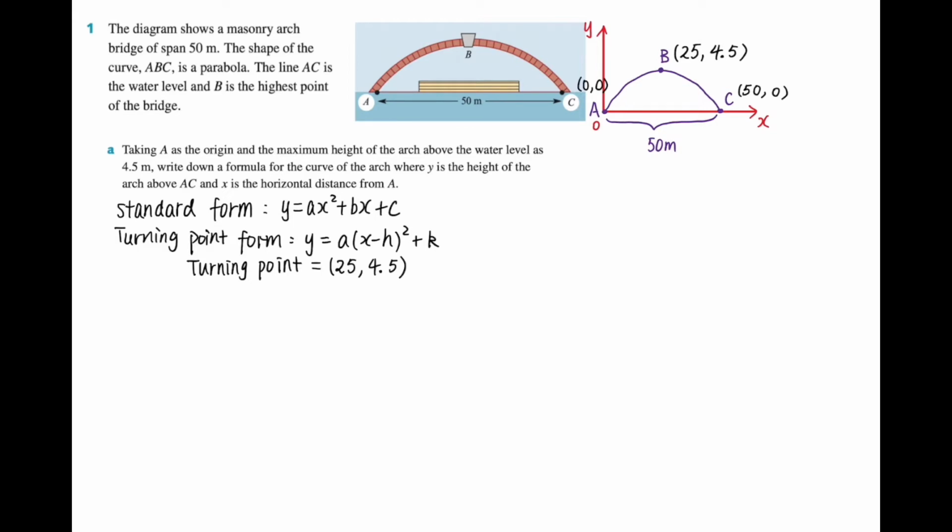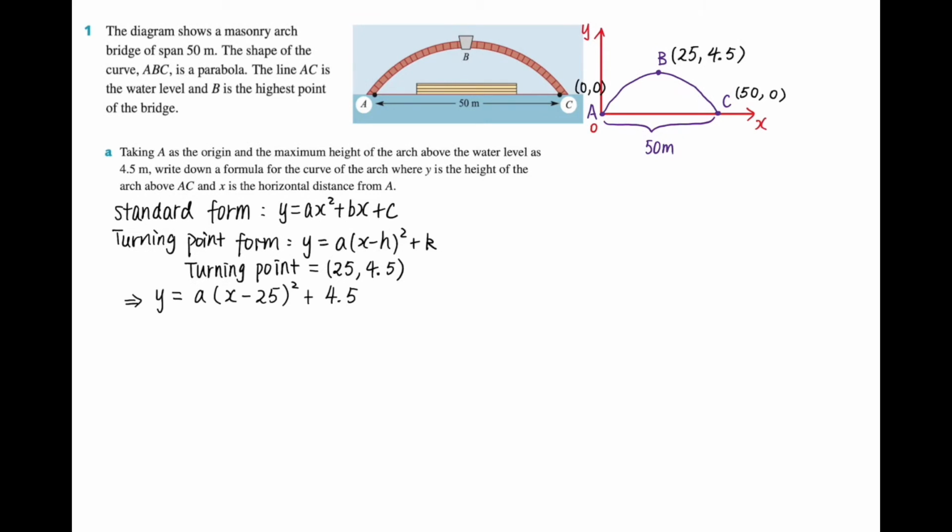Substitute point B into this formula, we have y equals a times bracket x minus 25 squared plus 4.5. Remember we said a is the dilation factor, which is a constant. So technically we still have this variable in our formula. Let's find what a is. Since A, B, C are all on the same graph, I can sub in any point to work out what a is. To make it easier, let's sub in point A, since both the x and y values are 0.